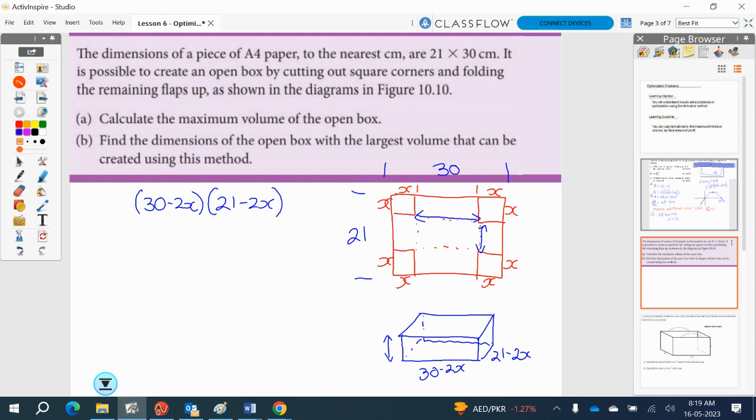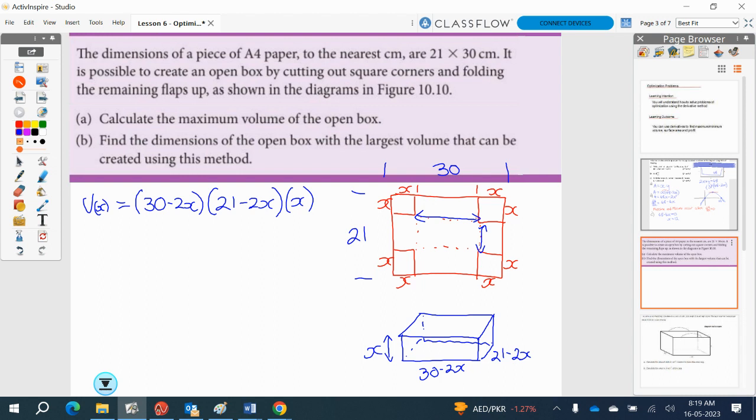Okay, so how high is it in this direction? x. This is going to be x. So now we have the volume in terms of x of the box. We need to find the maximum volume. How do we do that?